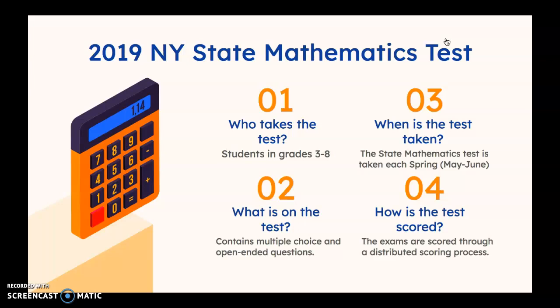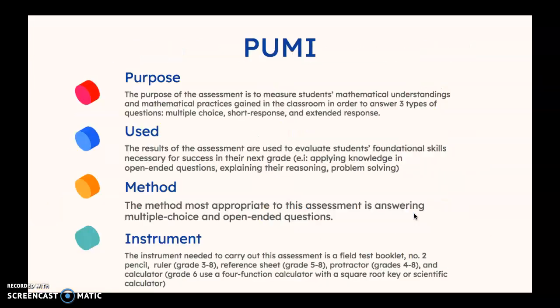So who takes the test? Students in grades 3 through 8. What is the test on? So the test consists of multiple choice and open-ended questions. When is the test taken? So the test is taken every year during springtime, so that's the month of May and June. How is the test scored? So the tests are scored through a distributed scoring process, which I will explain in the next few slides.